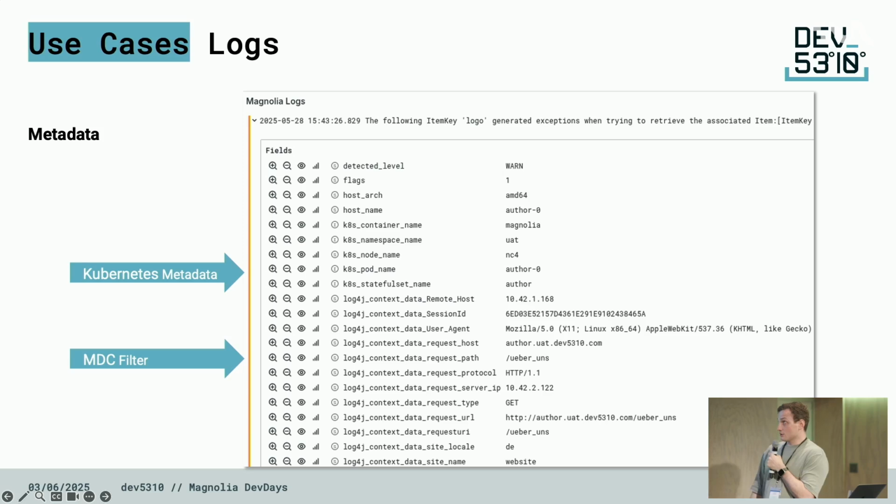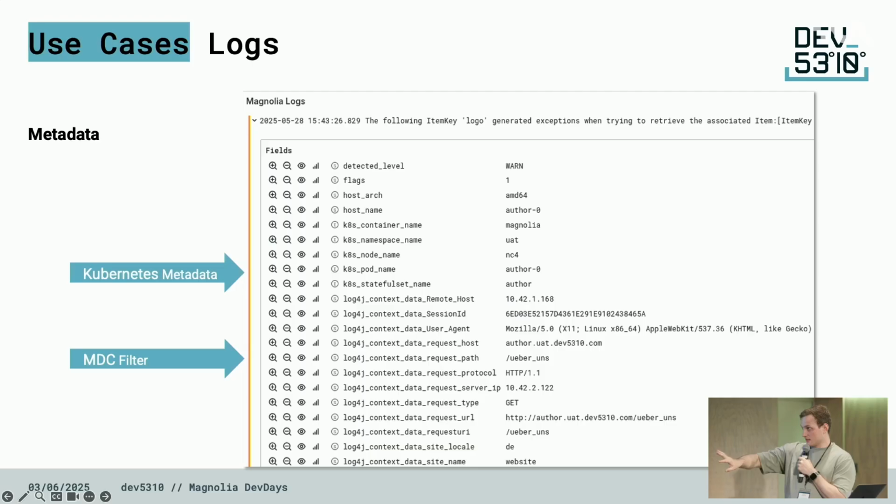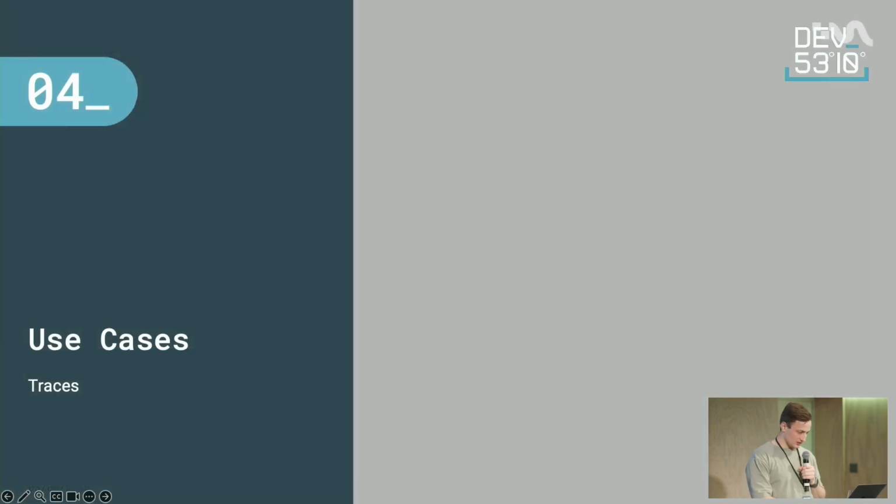And here you can see the metadata of one log file, and you can see Kubernetes metadata like the pod name, and in addition we created an MDC filter which added attributes to the request. For example, the request URL or the Magnolia site name. This can be configured with an additional module my colleague Alexander wrote, right? And I just need to define one property in OpenTelemetry and it gets imported.